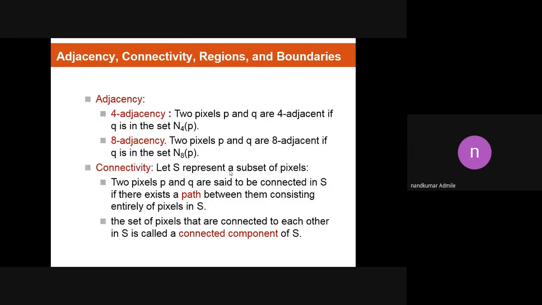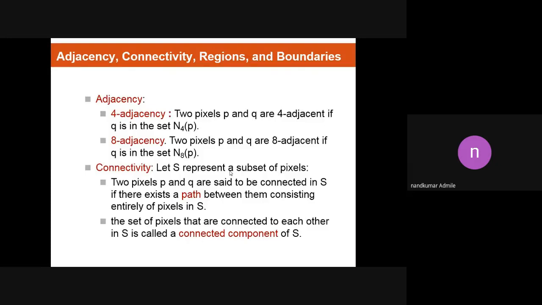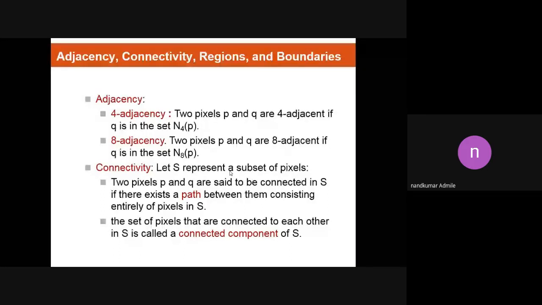Connectivity means how the pixels can be connected to each other, how we consider the connectivity between two pixels. There is a set of rules. It may be 4 connectivity, 8 connectivity, or M connectivity. Note it down if you are noting. So these are the 3 important connectivities. The first is 4 connectivity, second is 8 connectivity, and third is M connectivity. Clear?